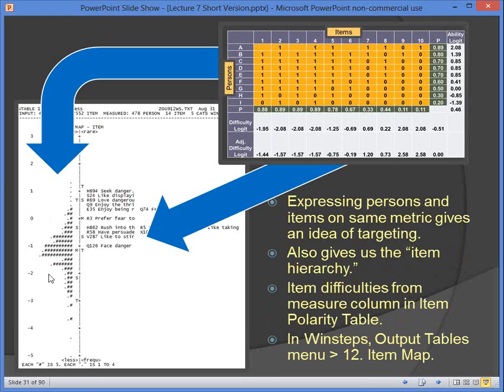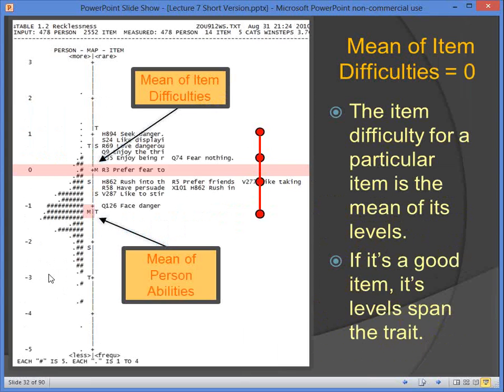Okay. This is actually in WinSteps. This is on the output tables menu, and then you go to table 12, item map. So Linacre has all of the items numbered. The problem with the item map is that it's a little bit deceptive. If you're working with dichotomous data, then this would be okay. We're actually working with Likert type data. So when you look at the item map, you're looking at the mean of the difficulties of the different levels of the item. The item map actually doesn't show that to you.